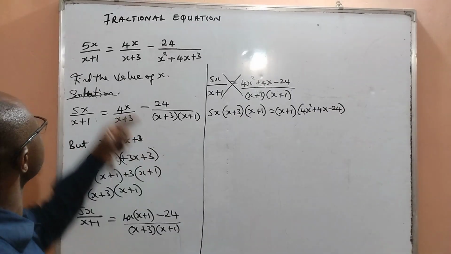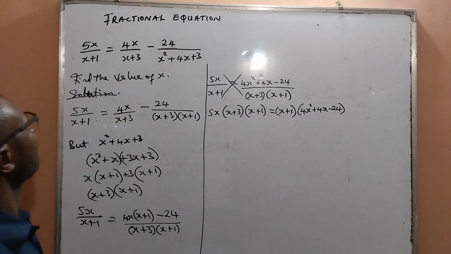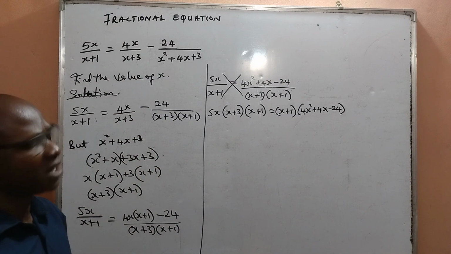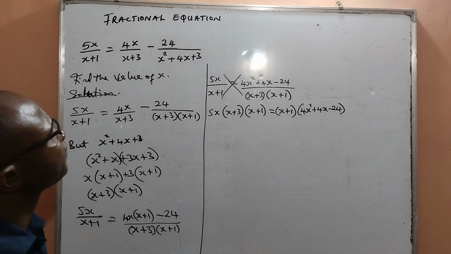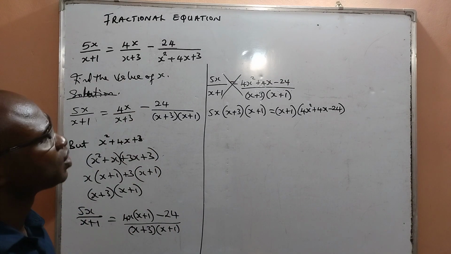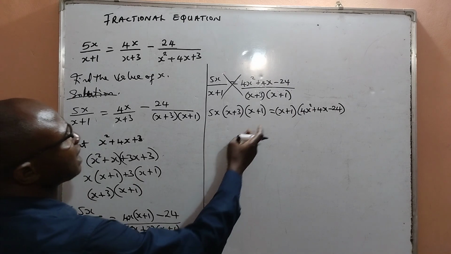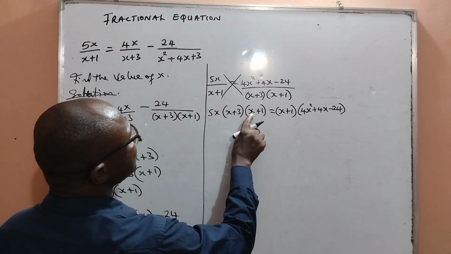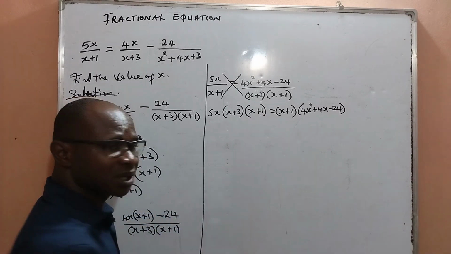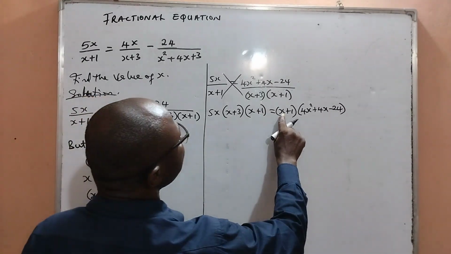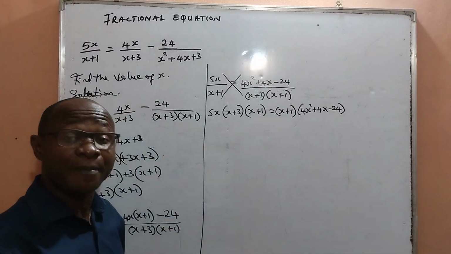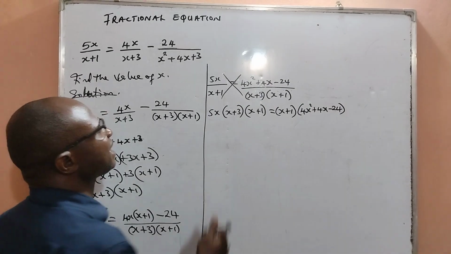Remember, our interest is to get the value of x in the equation. Now, moving forward, you can also see with me that from the left hand side I have x plus 1, and from the right hand side I also have x plus 1. So I can divide both sides of the equation by x plus 1.